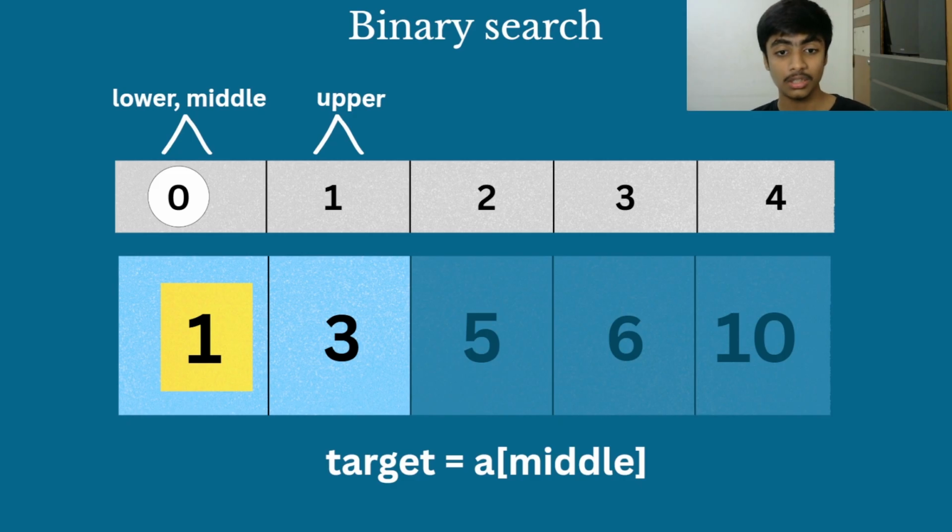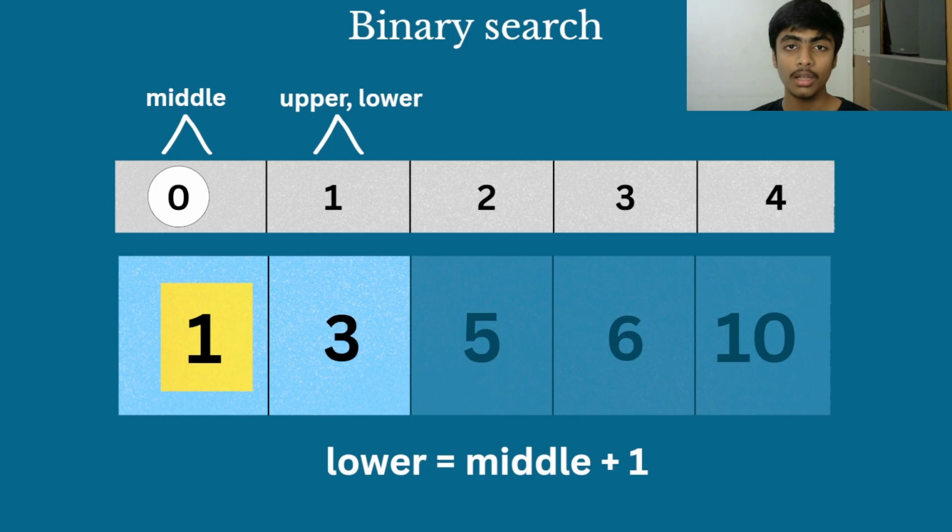But if it isn't, we're going to check if the target value is greater than this middle element. So in this case, if our target value is greater than our middle element, we know that the value should be to the right of this middle element. So we're going to repeat the same thing we did originally. We're going to shift our lower limit to the middle index plus 1.